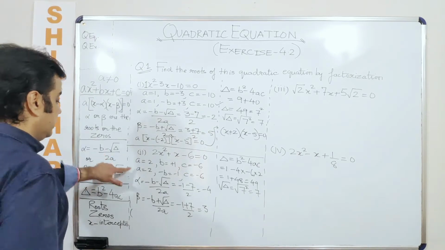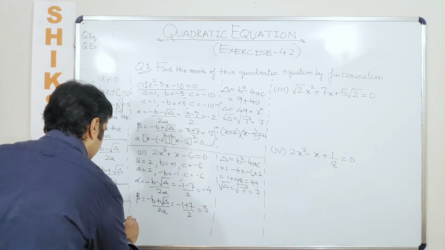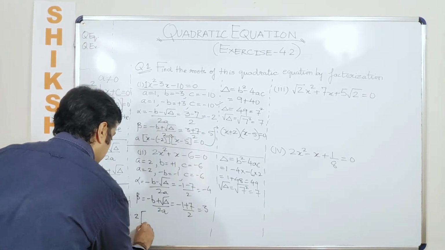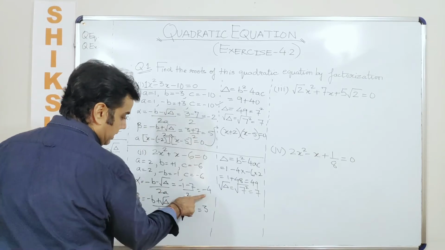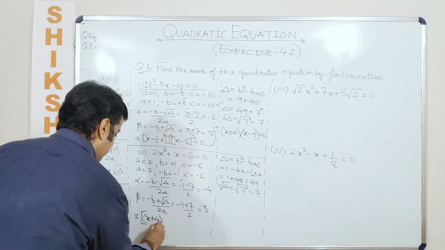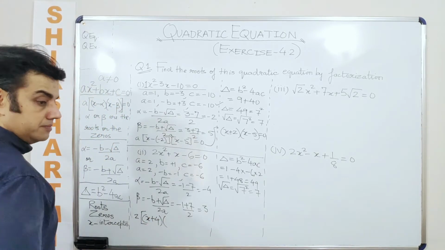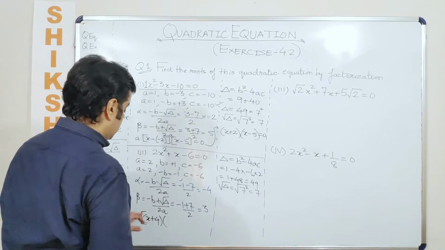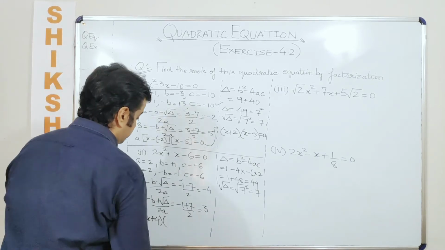So what is the value of a here? 2. So can I say this will be 2 times of x minus alpha. So x minus of minus 4 is plus 4 times of what? So okay, we made a mistake here.